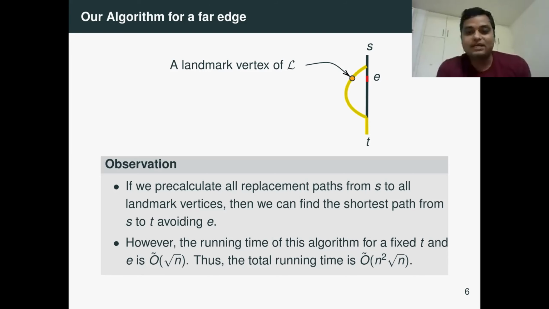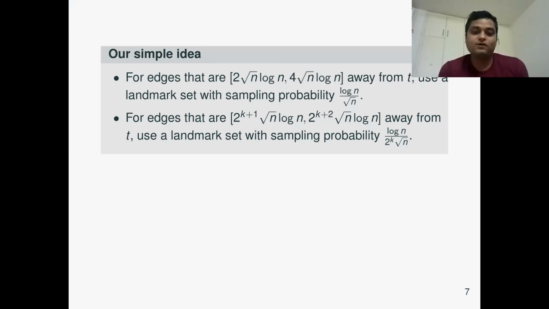So this is a simple idea which we use. For edges that are in the range 2 square root n log n to 4 square root n log n away from T, I'll use a landmark set with sampling probability log n by square root n, like in the previous slides. But for edges which are at a distance of 2 raised to k plus 1 square root n log n to 2 raised to k plus 2 square root n log n away from T, I'll use landmark vertices with a lower probability, log n by 2 raised to k square root n.